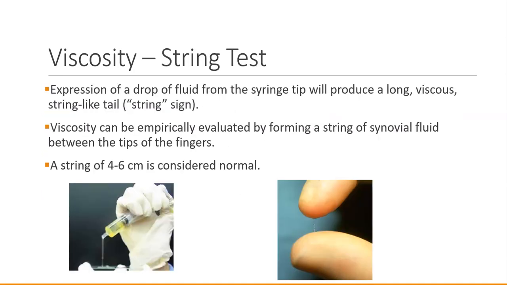The string test is a test of the viscosity of a sample. It's kind of interesting. So there's two ways of doing it. One is to express a drop of fluid from the syringe tip that will produce a long, viscous, string-like tail, and this is called the string sign. Viscosity can also be empirically evaluated by forming a string of synovial fluid between the tips of your fingers. So you put a drop on your gloved finger, put your fingers together, and then carefully and slowly have your fingers come apart. A string of 4 to 6 centimeters is considered normal.